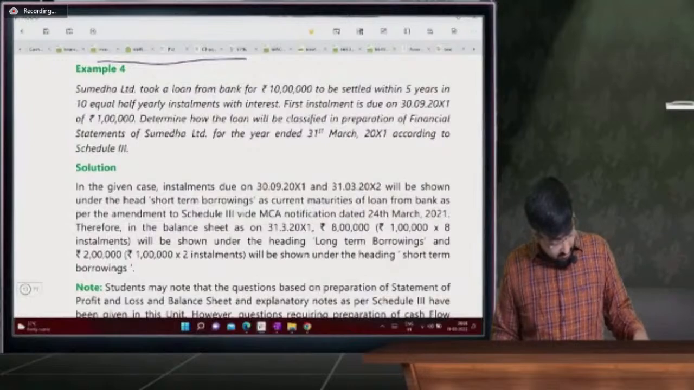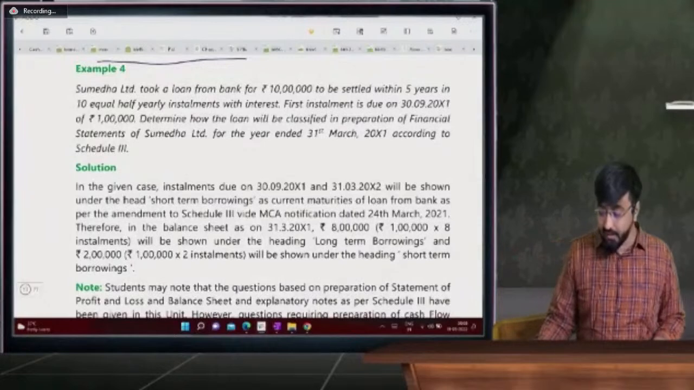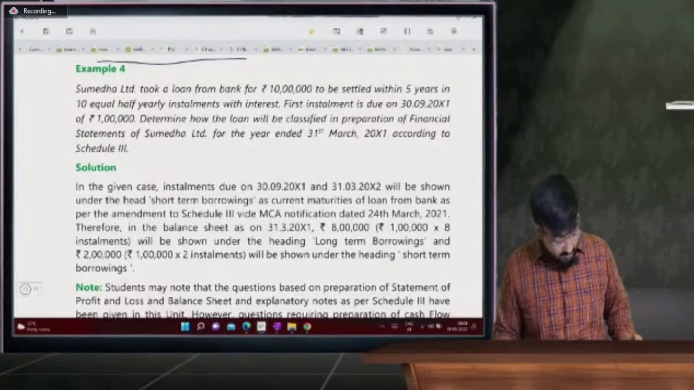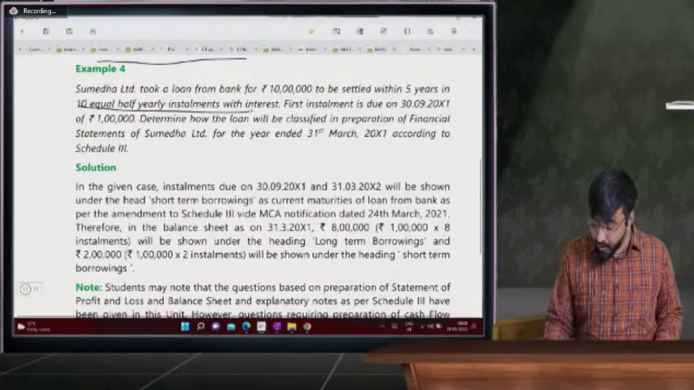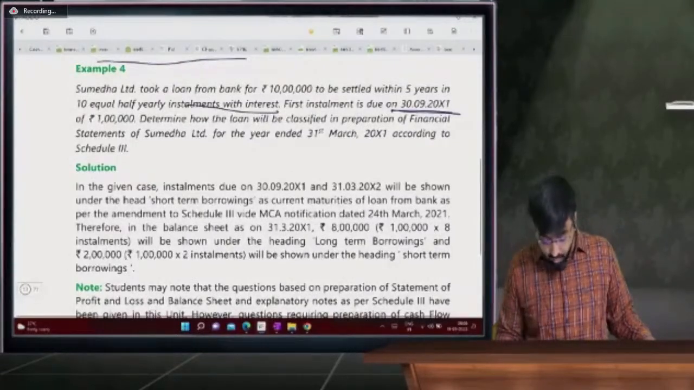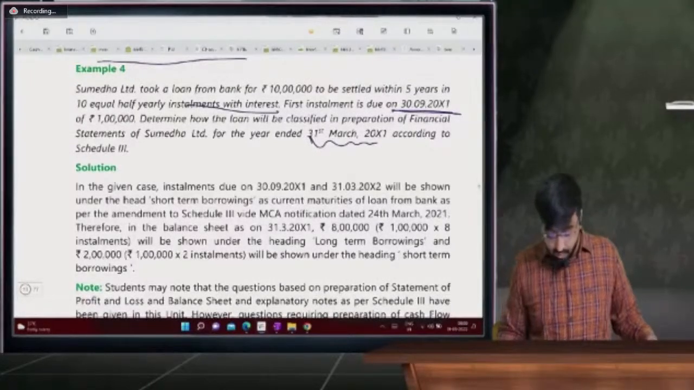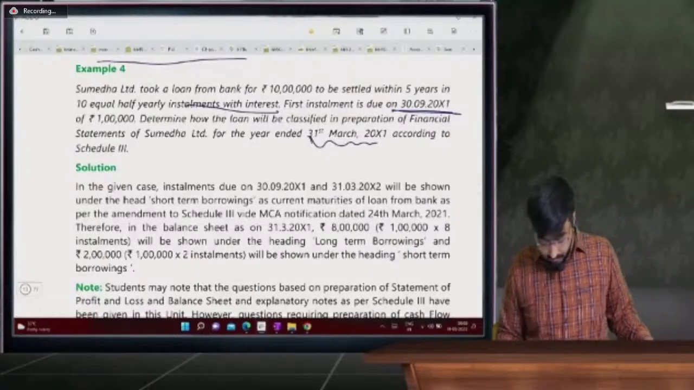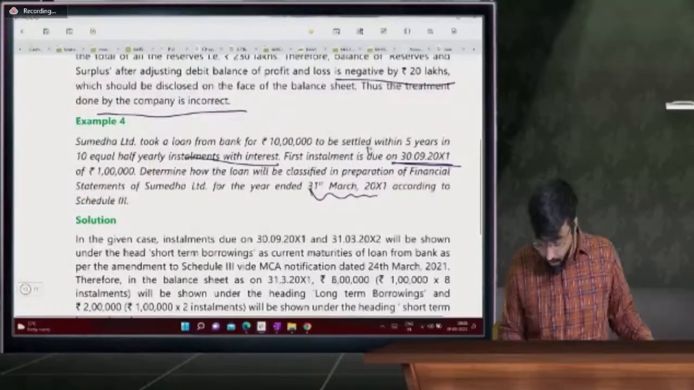And the last one. Sumeda Limited had taken a loan of 10 lakhs to be settled within 5 years. So, how many years do they have to settle it? Yes, beta, they want to settle it in 5 years, in 10 equal installments with interest. First installment on 30th September 2001. How will they reflect this on 31st March 2001? So, beta, 30th September means the first installment is due after 6 months.